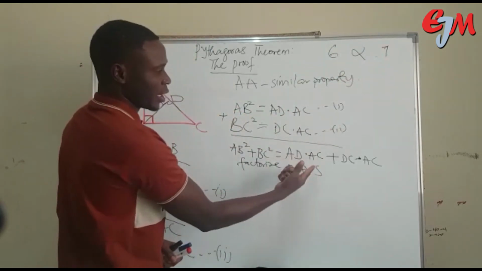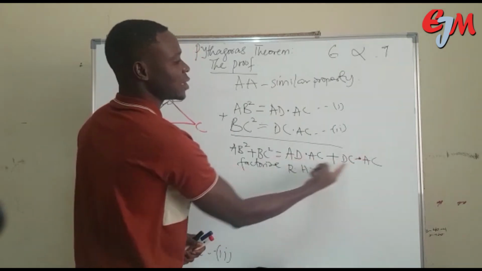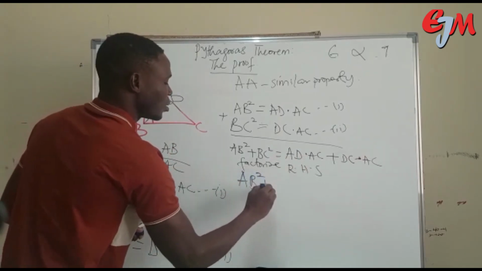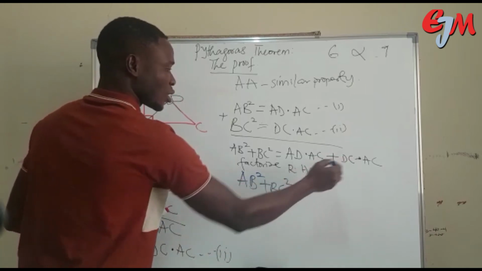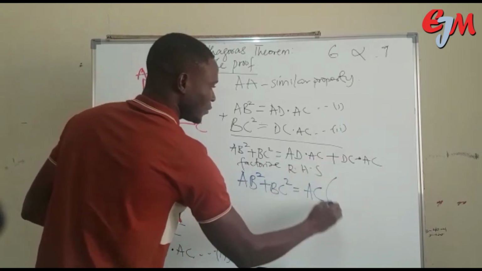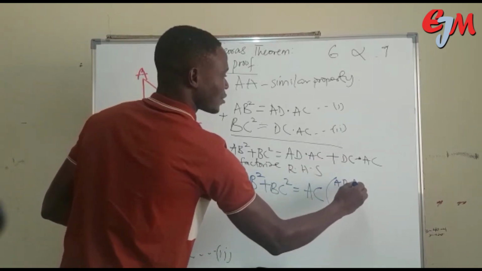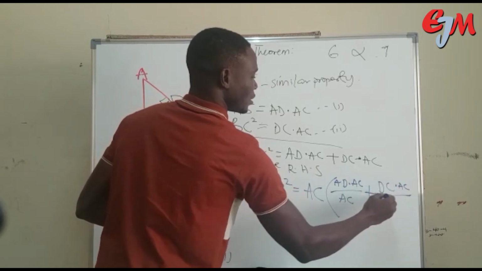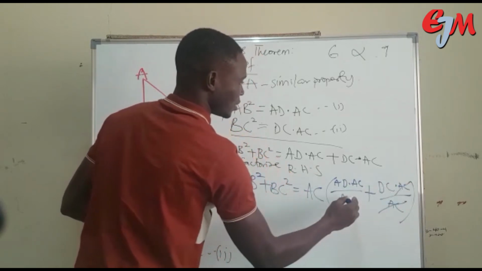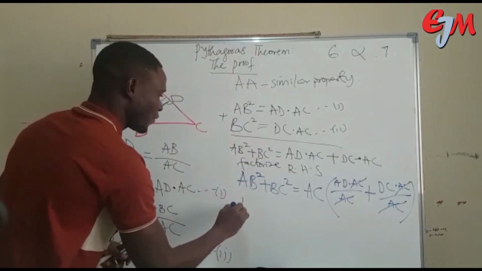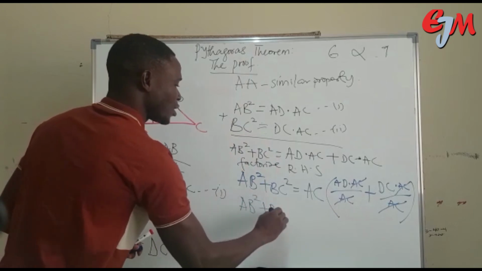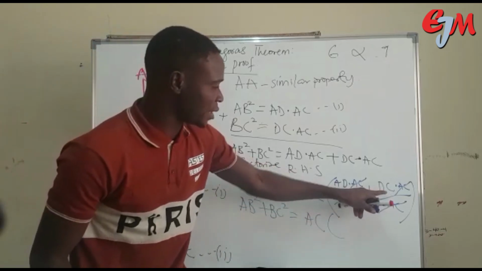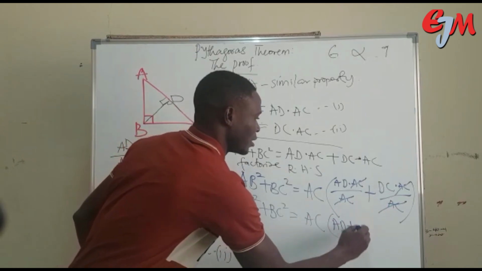So here now, what is common here? AC is here, AC is here. So that means AC is common here. So when you bring out that AC, which is common, we're going to have that AB squared plus BC squared equals AC in the bracket of AD times AC over AC plus DC times AC over AC. AC will cancel AC, AC will cancel AC. So we are now left with AB squared plus BC squared equals AC in the bracket of what is remaining here now? AD is remaining, DC is remaining. So we have AD plus DC.